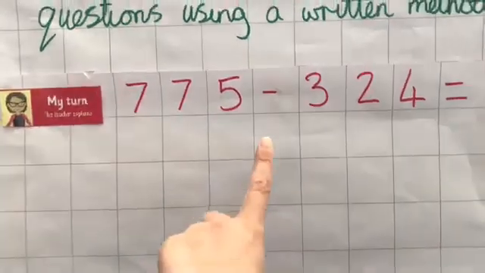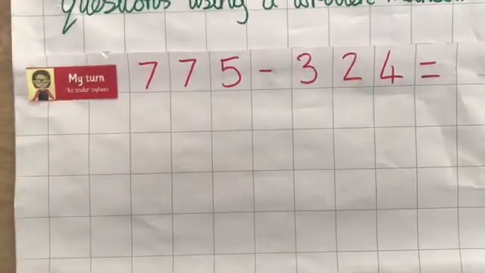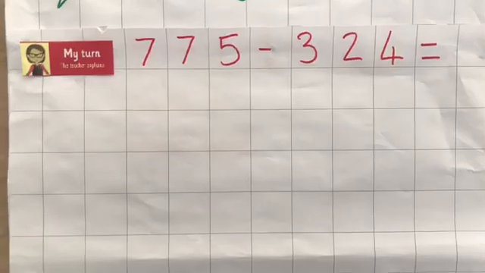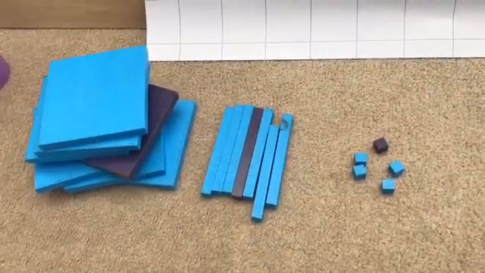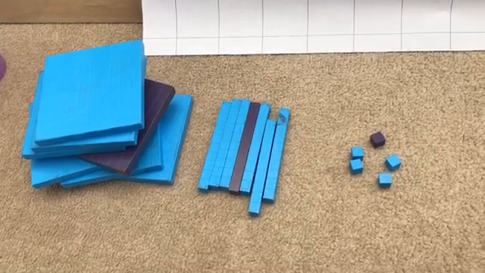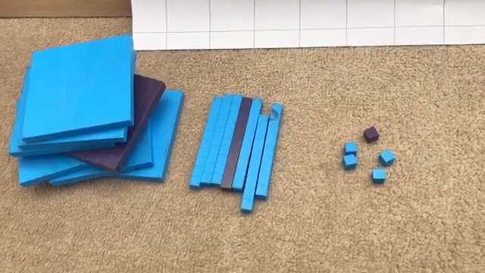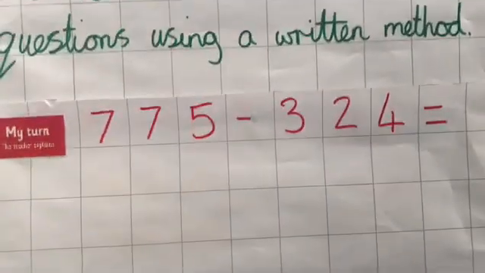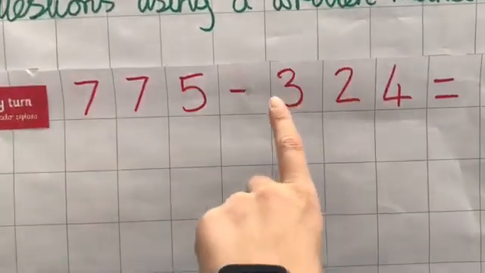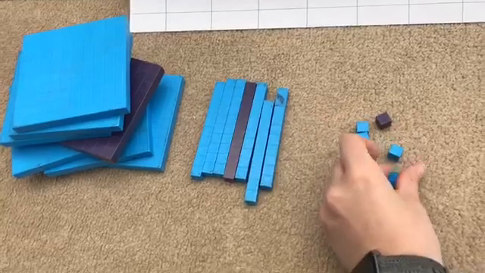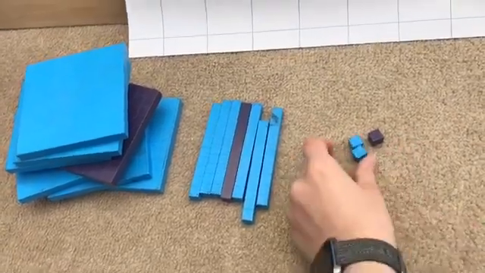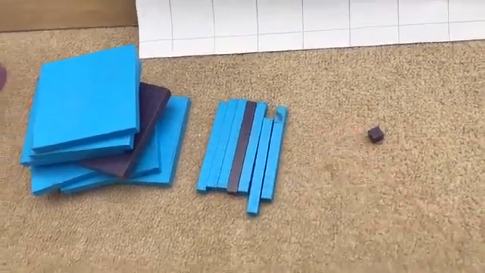Now it's asking me to subtract or take away 324. Now, when I'm subtracting, where do I always start? Well done, I always start at the ones. So I need to take away how many ones? That's right, 4. So I'm going to look down at my number and I'm going to take away 4 ones. 1, 2, 3, 4. I've taken those away.